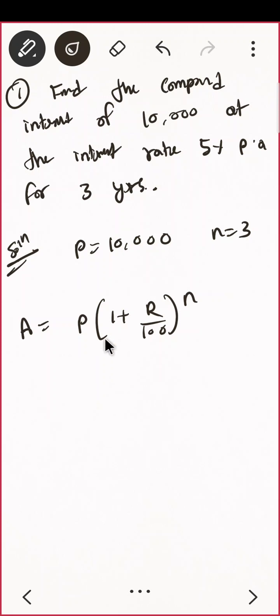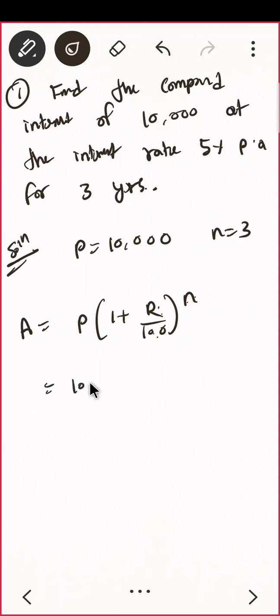See, if you are not given anything about how it is compounded, annually, half yearly, quarterly, then you have to always consider annually. That means this is R upon 100 raised to N. If this was quarterly, it would be R upon 400, and here 4N. So when nothing is given, then you just have to calculate annually. That is the standard formula. You just put it in the formula.